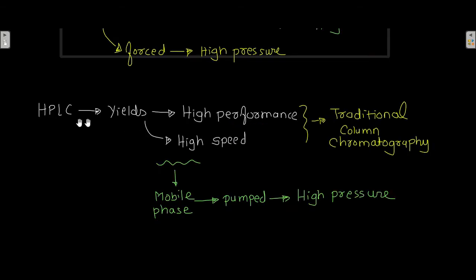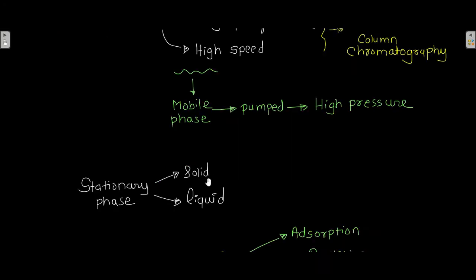Now, this HPLC yields high performance. It has high speed with respect to traditional column chromatography. And why is that? Because in HPLC, the mobile phase is pumped at high pressure through the column. Now, in HPLC, the stationary phase can be solid or it can be liquid.